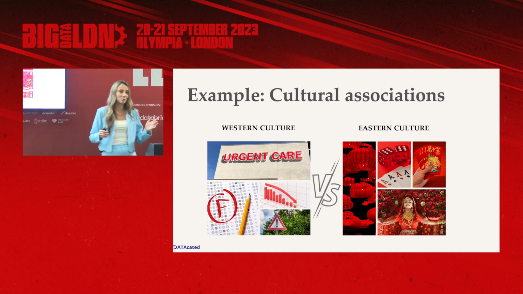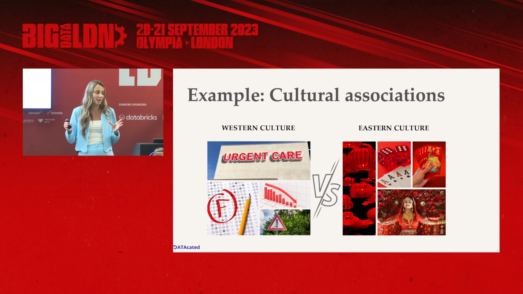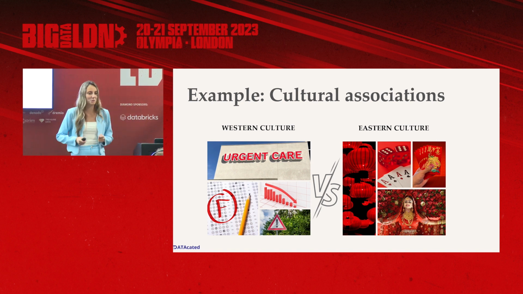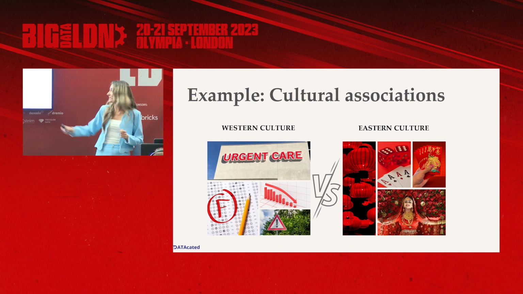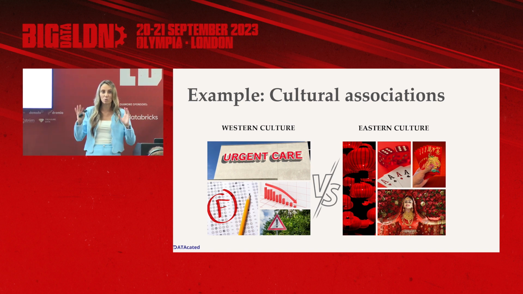So in the West, we tend to think of red as something that's urgent. So we've got urgent care. We have an F on a test. If you fail, it's bright red. You're embarrassed to show it to your parents. We've got stocks crashing. We've got yield signs, stop signs. That's all generally in red as a warning sign.